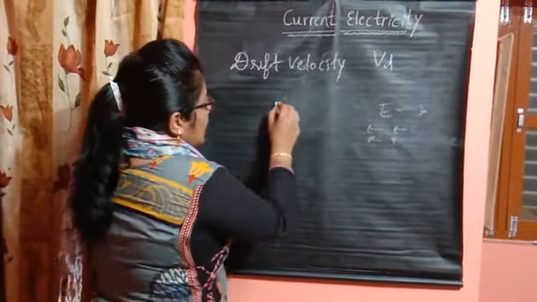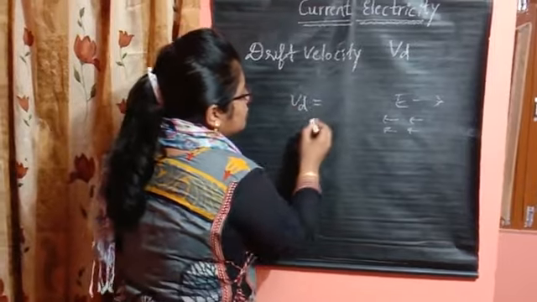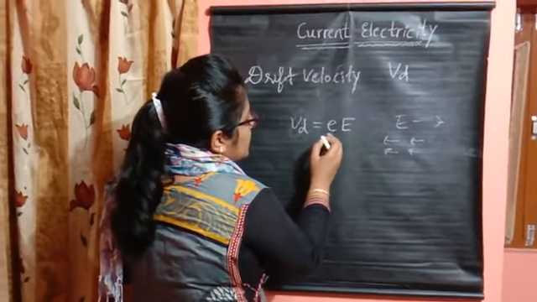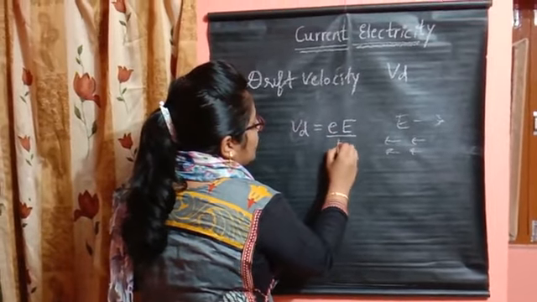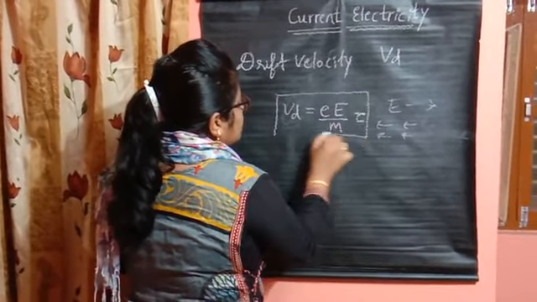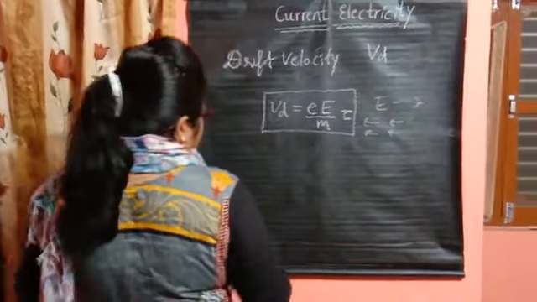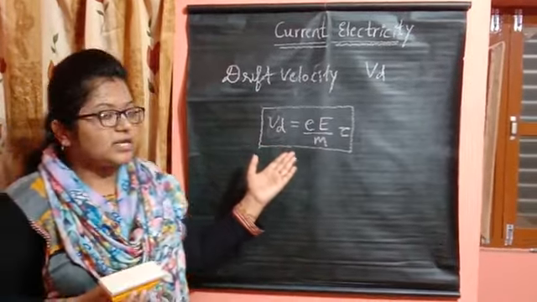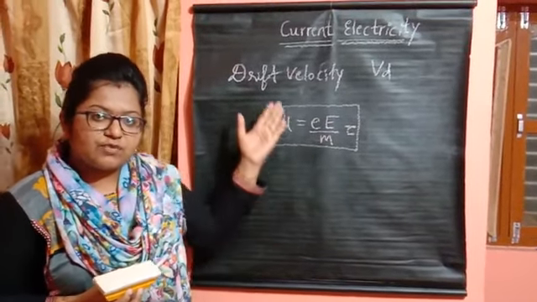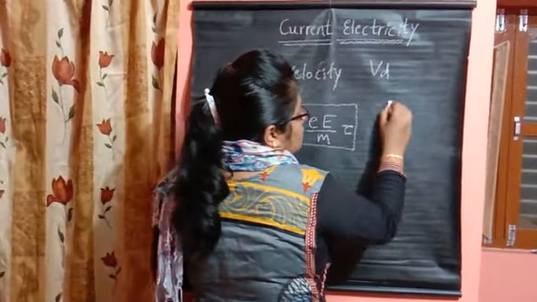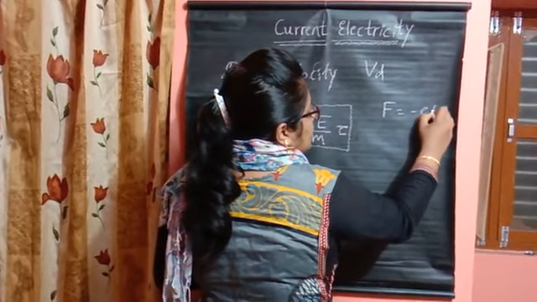In that class, we gave the expression for Vd, the expression for drift velocity, as Vd = eE/m into tau. This was the expression for drift velocity, and we also derived this expression. How did we get it? We did a derivation by taking the force F equal to minus eE.